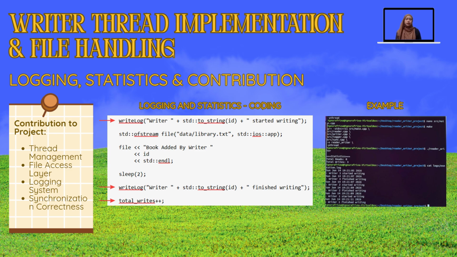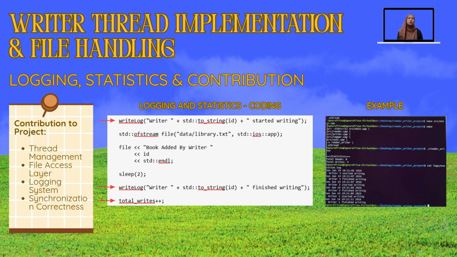Besides writing to the file, the writer thread also contributes to logging and system monitoring. Before and after writing, the writer records messages into the execution log. These logs provide evidence that synchronization is functioning correctly and help during testing and debugging. The writer also increments the total writes counter. At the end of program execution, this statistic is displayed together with the total number of reads.